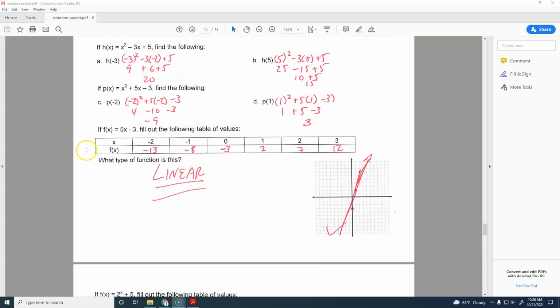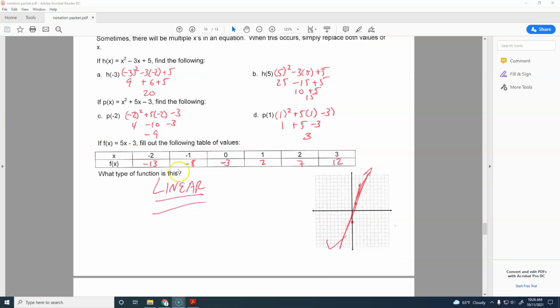All right, at the bottom, whenever you're filling out this table, you're still just plugging those numbers in. So, like for -2, you do 2 times 5 times -2 minus 3, which is going to give you -13. So you should have -13, -8, -3, 2, 7, and 12. And then you're going to graph the ones that will fit on this.